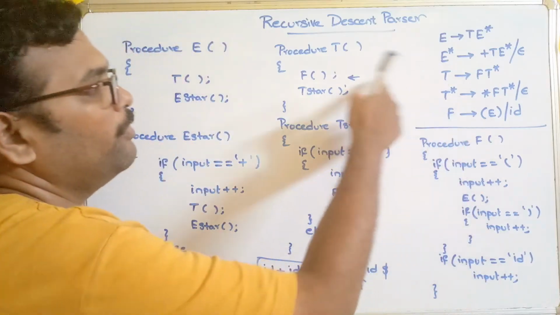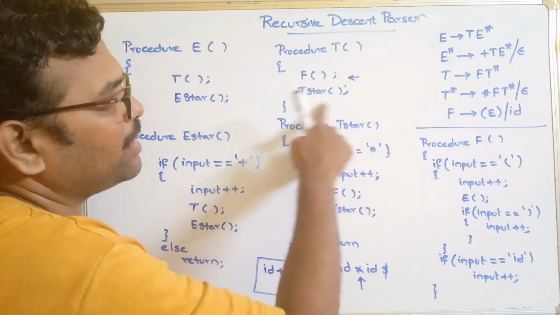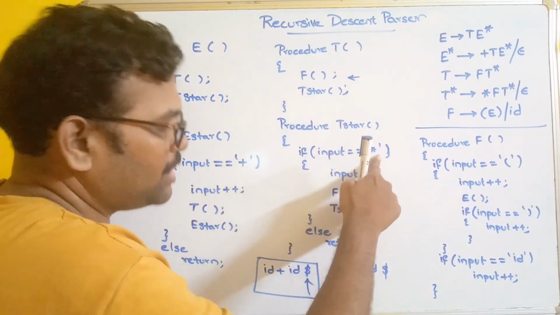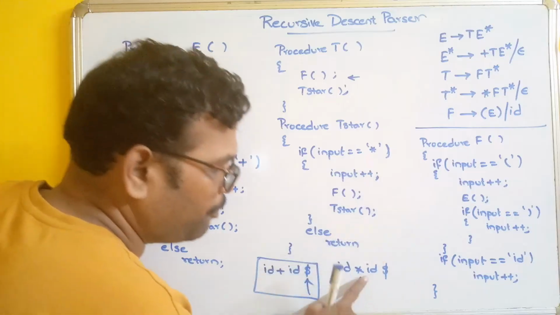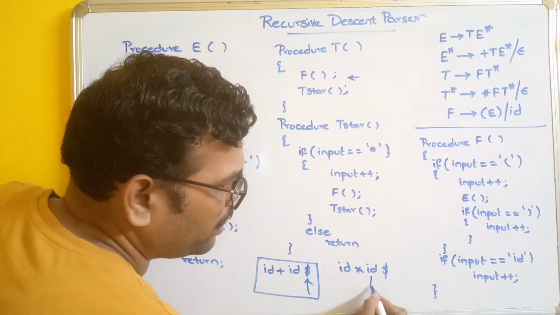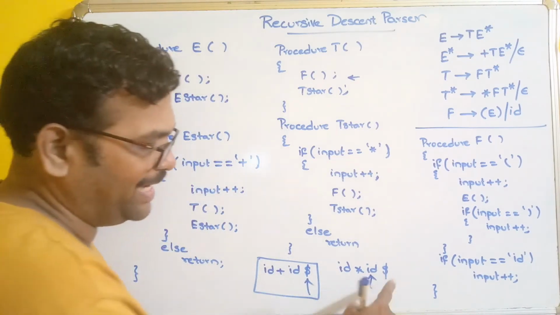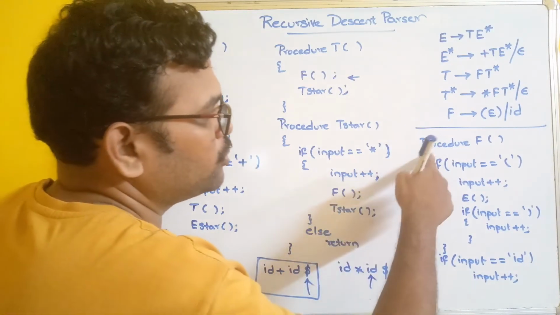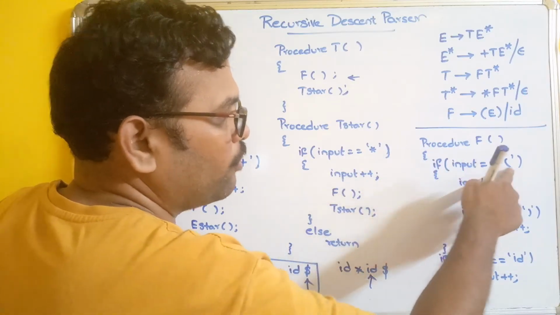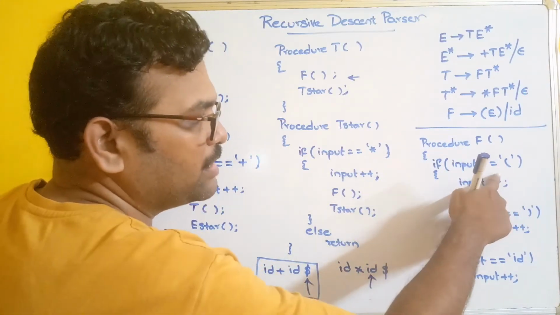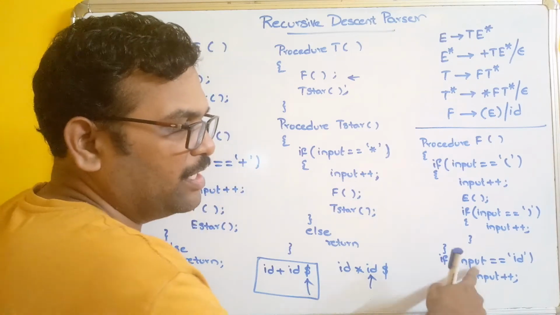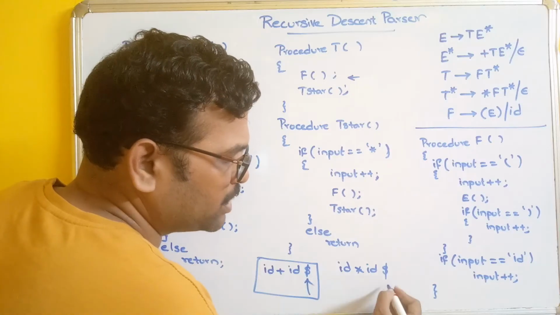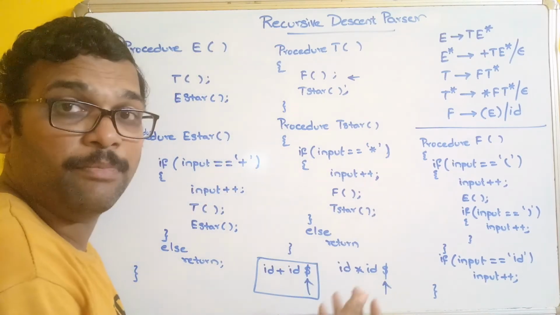So the control will move towards the t and it will start executing t star procedure. So it will go with the t star. If input is equal to star, yes, star. So input plus plus. So the input pointer will be pointing towards the next terminal. Next f, it goes to the procedure f. So input is equal to left parenthesis, no, false, moves towards the next part. Input is equal to id, true. So the input pointer will be pointing towards the next symbol of the input string.